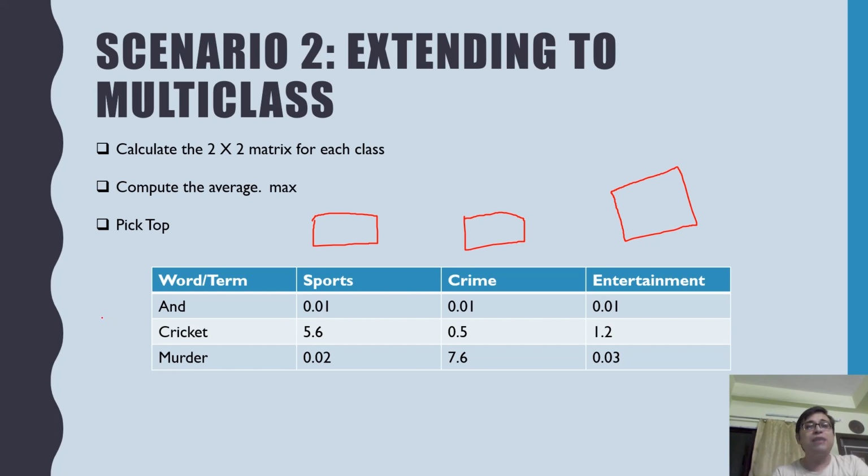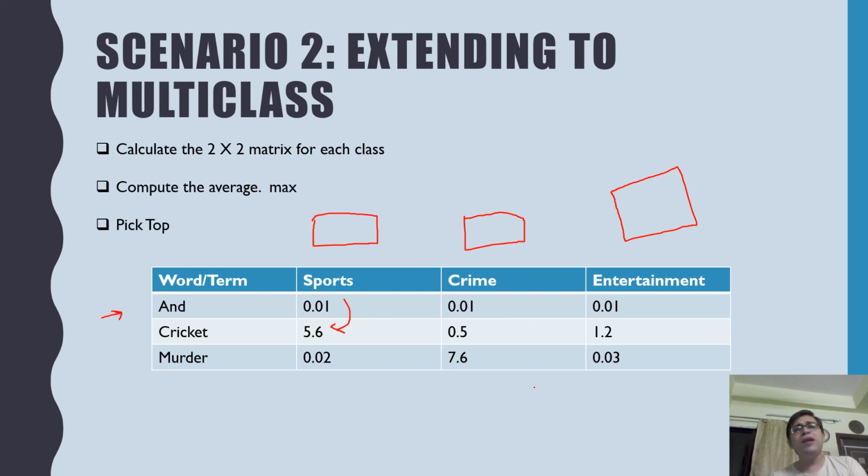Let's say we have a term like "and", and we see that the chi-square value is very, very small, so you know that your null hypothesis is accepted. So knowing the word "and" doesn't help to classify whether the news is sports, crime, or entertainment. However, if you look at the word "cricket", you see that for sports you have a good chi-square value. Of course, you will have to look at the degree of freedom and the level of significance. However, for crime and entertainment, you do not have a high value.